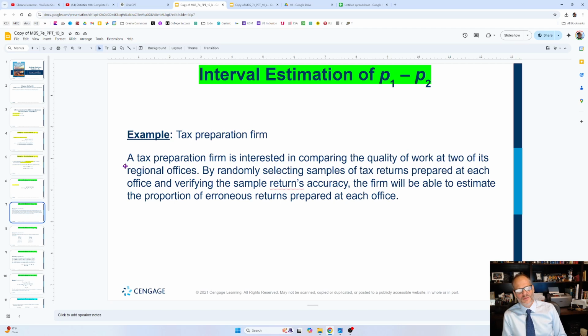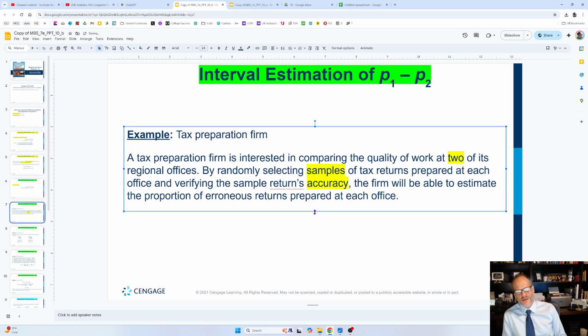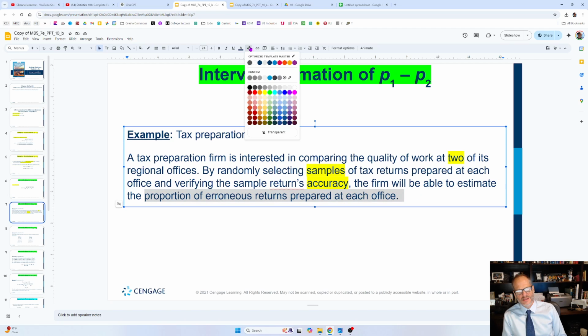A tax preparation firm is interested in comparing the quality of work at two of its regional offices, right? Two of its regional offices, quality of work, by randomly selecting samples of tax returns. So samples, I'm just going to highlight that because why not? Prepared at each office and verifying the sample returns' accuracy. So that's like the other part of it. The firm will be able to estimate the proportion of erroneous returns prepared at each office. So proportion of erroneous returns, right? And I guess I'll highlight this whole thing, it's kind of like all of that's important.